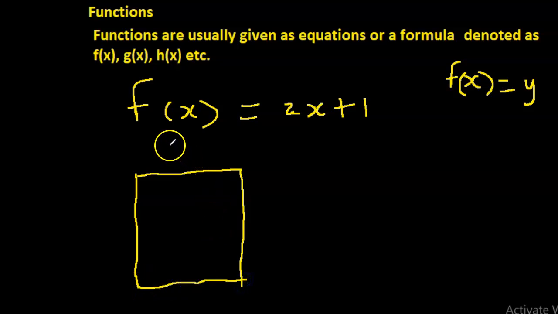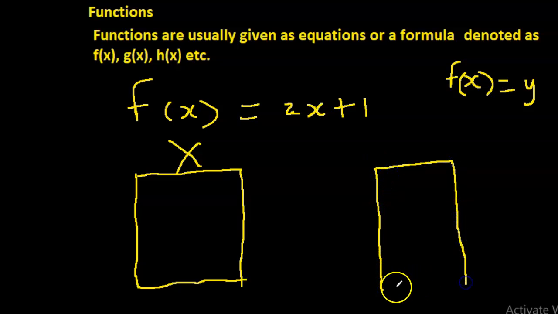So let me call this set x, and let me call this set y. Let's say x represents the set of all real numbers, and y represents the set of all real numbers. And let's say you're using this relation. You have 1, 2, 3, 4. Let's say these are some of the elements in set x you're using.